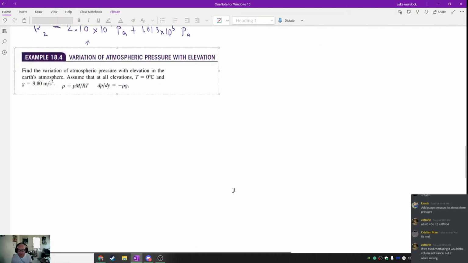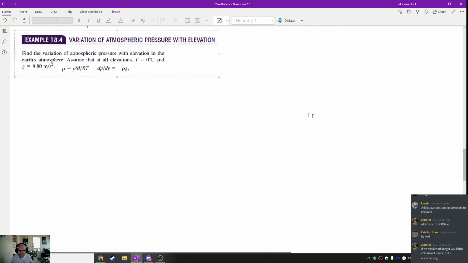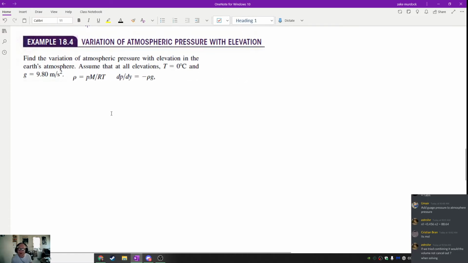All right, so now we want to do this one. This is a problem that, I guess it's less of a problem, more of something to think about in terms of how pressure works. So we're trying to figure out in this problem the variation of atmospheric pressure with elevation in the Earth's atmosphere. And we're going to assume that at all elevations the temperature is 0 degrees Celsius, and that the acceleration due to gravity is given by that. And I put these two equations in here.